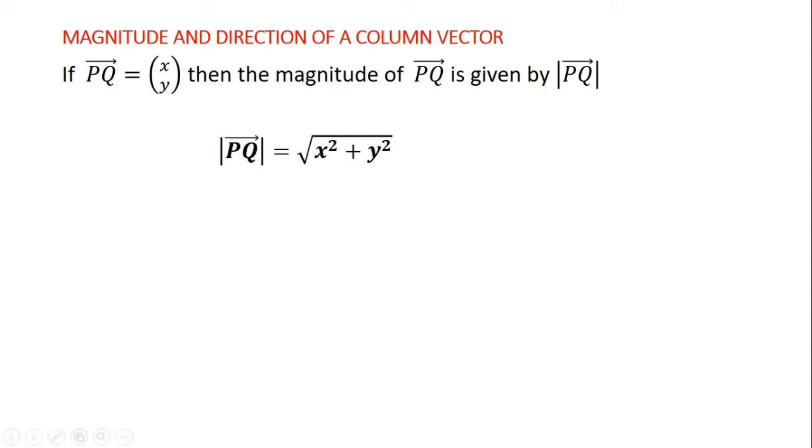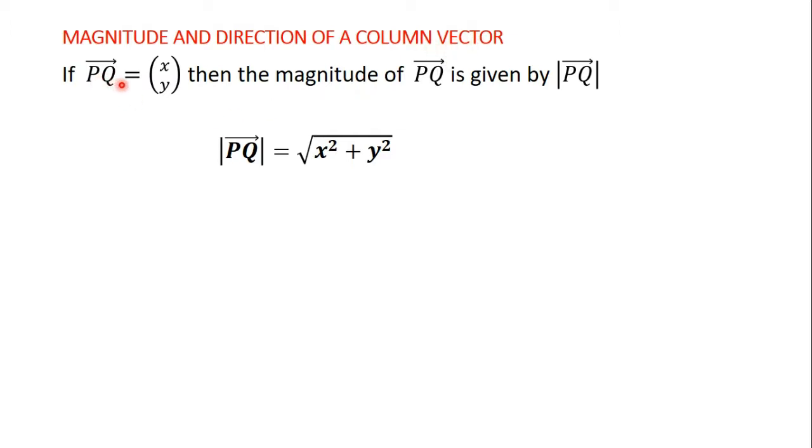In the introductory video to vectors, we said that a vector has both magnitude and direction. In this video, we are going to learn how to find the magnitude of a vector. In the subsequent videos, we will learn how to find the direction of a vector. And we are talking about a column vector here.